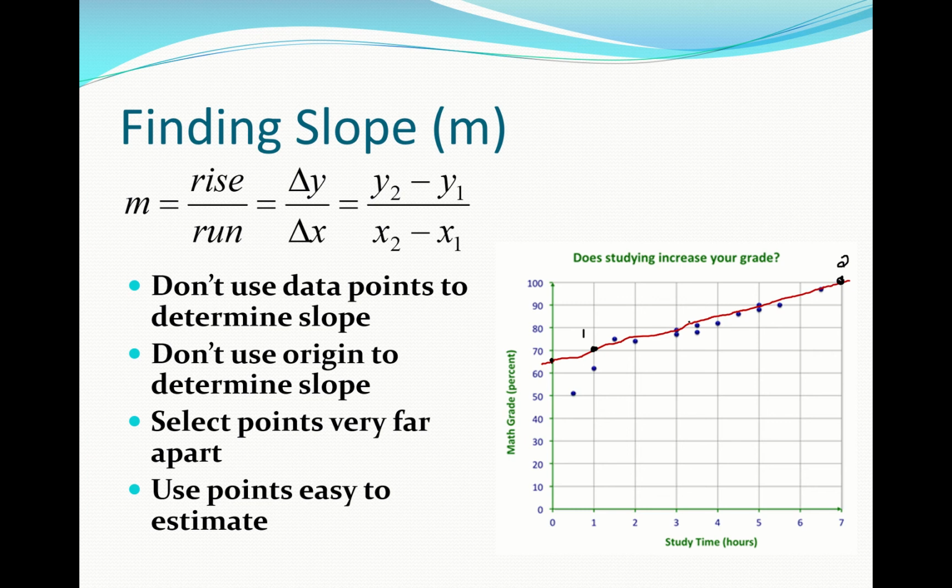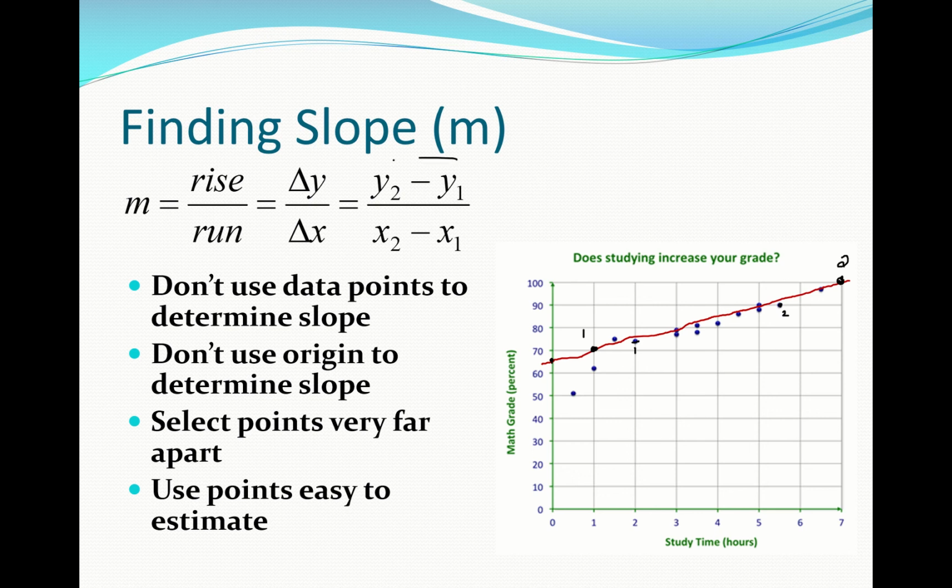What we don't want to use is data points. What some people will do is they'll pick this data point here and this data point here, and they'll say 1 and 2, and they'll find the slope with those 2 points. But that's not a good plan because they don't even hit our line of best fit. So you have to use points that are along the line of best fit, and you make your own points.